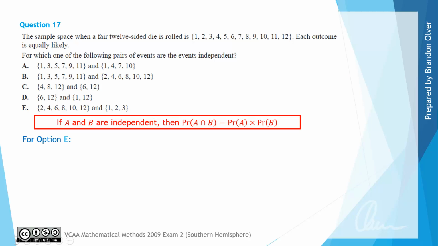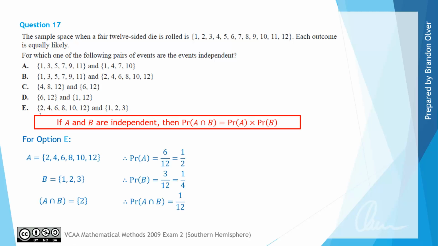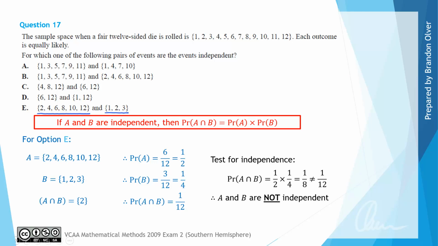And then if we quickly do E, we're going to have the event A is 2, 4, 6, 8, 10, 12. Event B is 1, 2, 3. The common elements to both are just the outcome 2. So the probability of A is 6 on 12, which is a half, and the probability of B is 3 outcomes out of 12, which is a quarter when simplified, and A intersecting B's probability is 1 on 12. And then we test for independence and check if 1/2 times a quarter equals 1/12, and it doesn't, because a half times a quarter is 1 on 8, so because that doesn't equal the actual probability of A intersecting B, we conclude that those two events are also not independent.